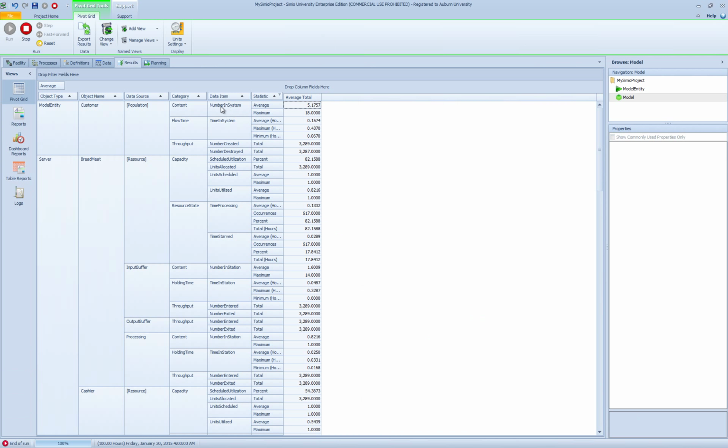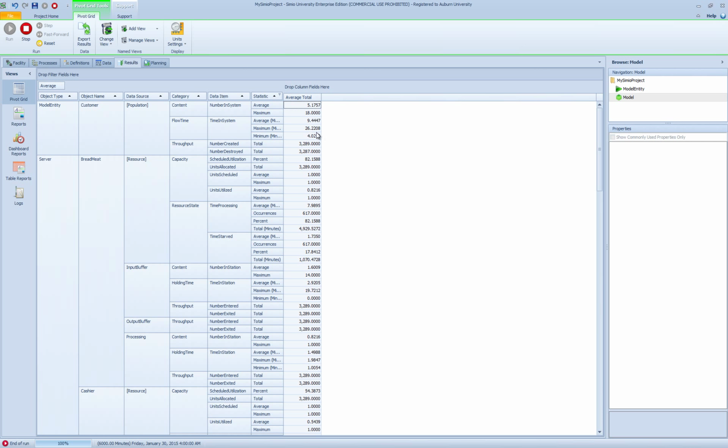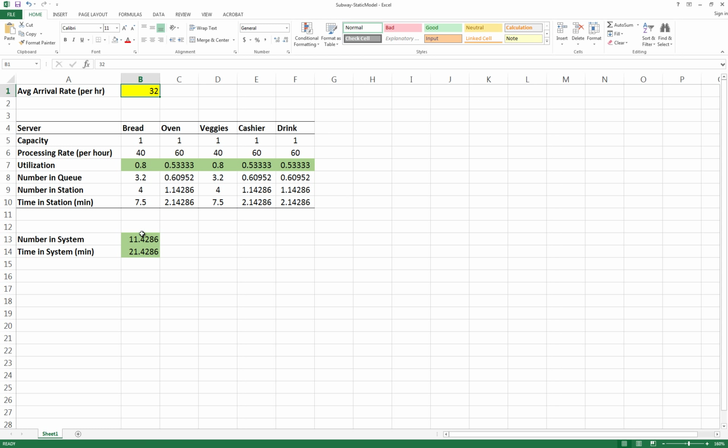When I look at my number in system and time in system, I'm getting 5.17, and let me change the units to minutes here. So 5.17 for number in system, and average time in system 9.44. And when I compare these values to my static model, you will see that the values I get from my simulation model are much lower than my expected values.